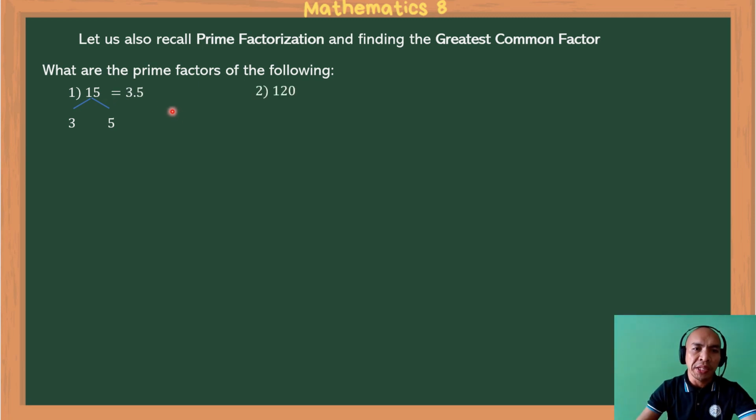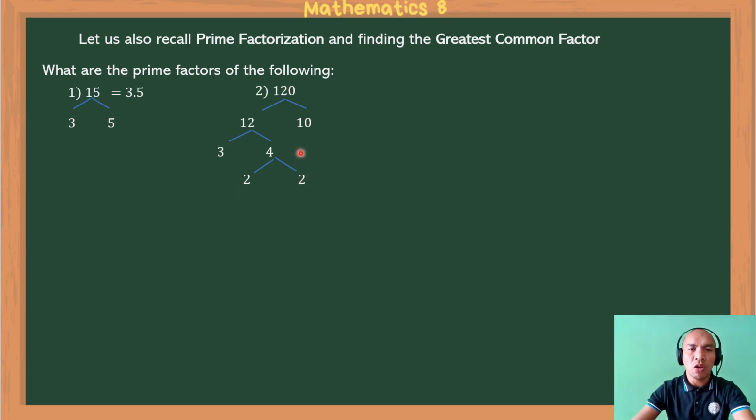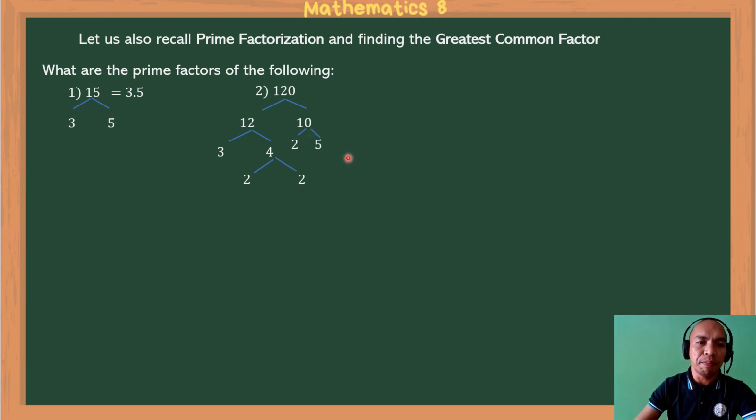Another number is 120. Again, by branching, all even numbers are divisible by 2, but we can shorten the process by taking 12 and 10, because if we multiply 12 and 10, the answer is 120. Factor out 12 such that one of its factors is prime. It's going to be 3 times 4. Notice that 4 is still a composite number, so the prime factors of 4 are 2 and 2. These are prime numbers already. How about the 10? The prime factors of 10 are 2 times 5.